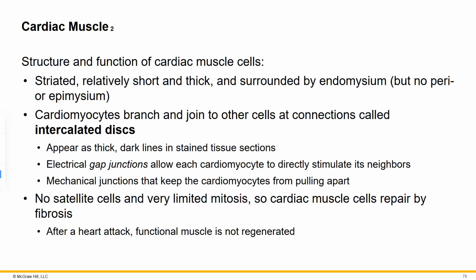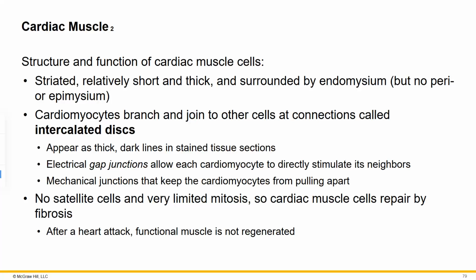Cardiomyocytes branch and join together. They are joined to other cells at connections called intercalated discs. They appear as thick, dark lines on stained tissue sections. That's where electrical gap junctions allow each cardiomyocyte to directly stimulate its neighbor, along with mechanical junctions that keep the cardiomyocytes from pulling apart.